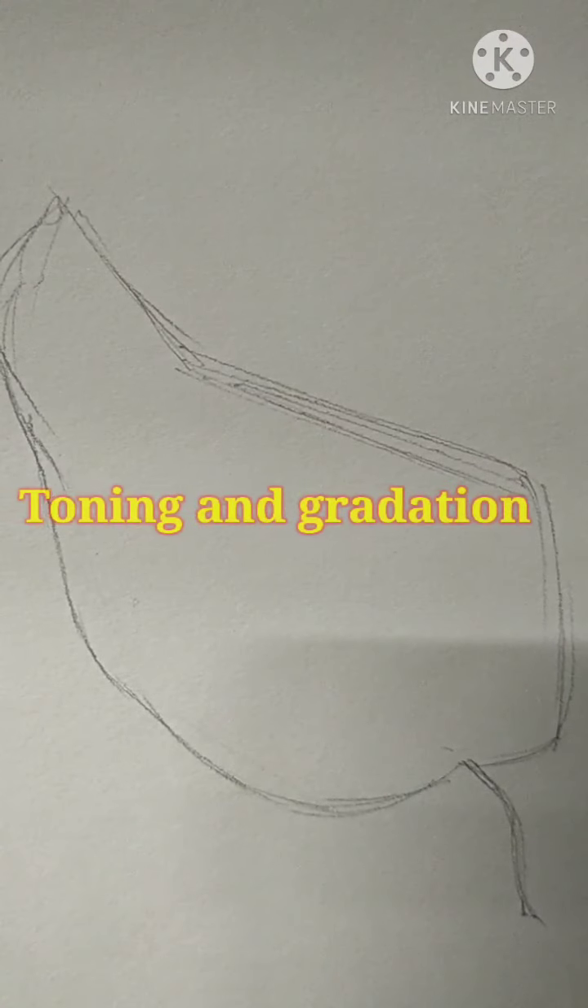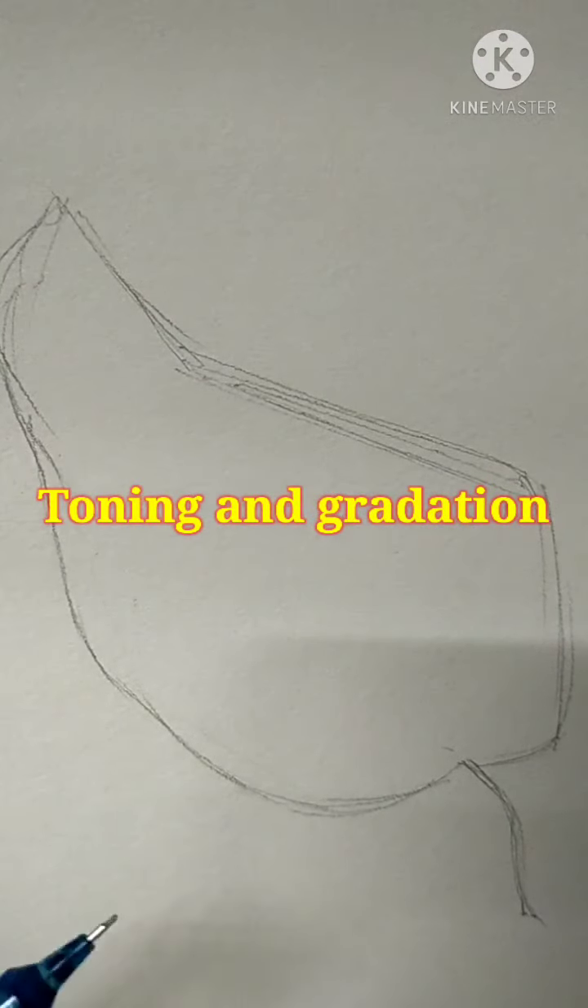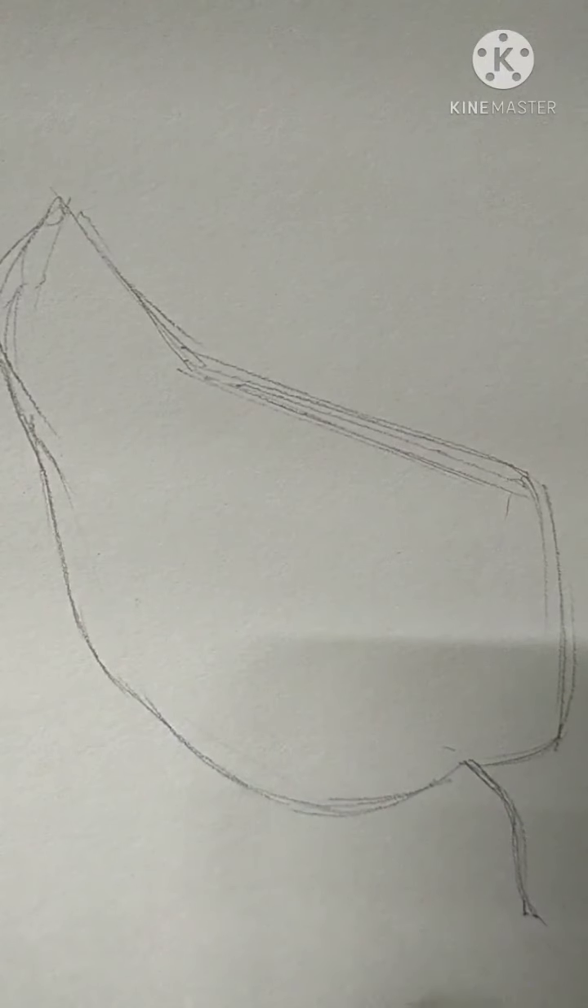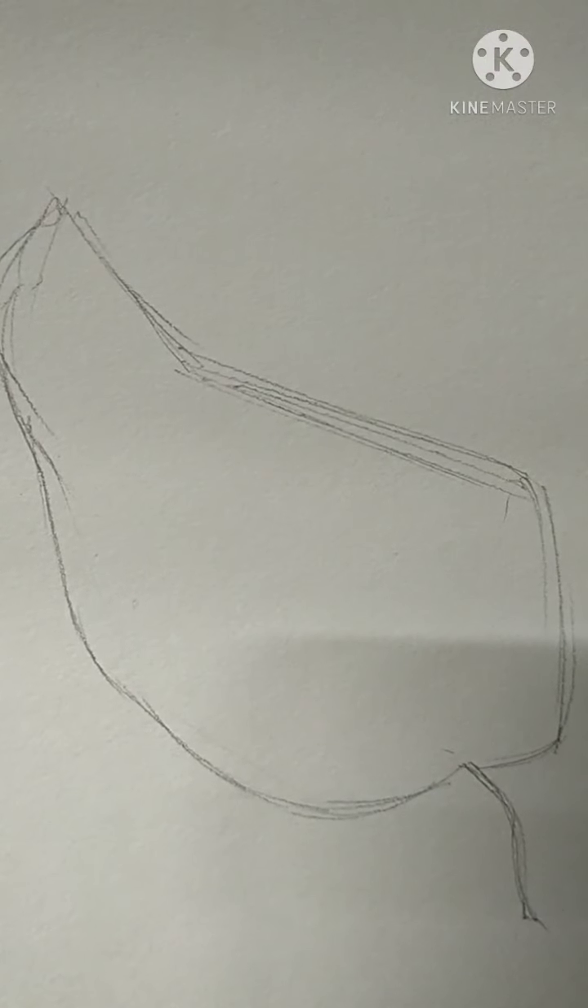It's a very vital video related to the toning of any object. So this is a natural object. As you can see, it's a form of leaves, and based on these leaves I am going to demonstrate something in the form of pencil shading.